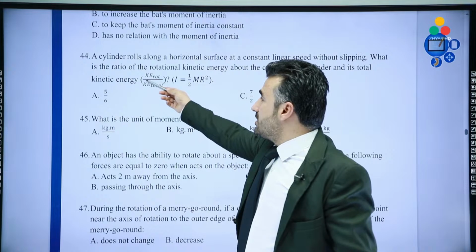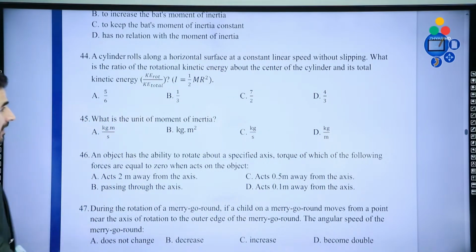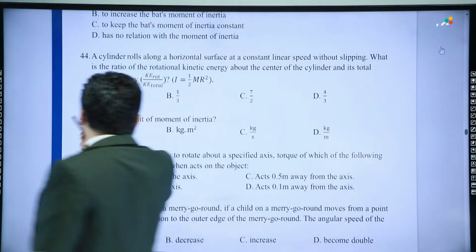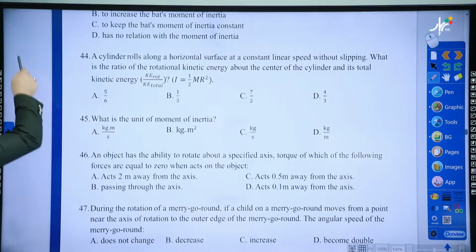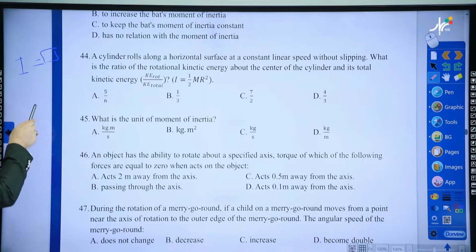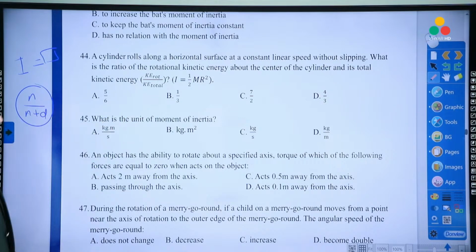Remember, we had some keys to answer questions like this for rotational to total kinetic energy. Let me remind you about this. For the kinetic energy of rotation, whatever the moment of inertia for the object is, always use this. We set the numerator over numerator plus denominator, and then of course you will find the ratio of rotational to total.